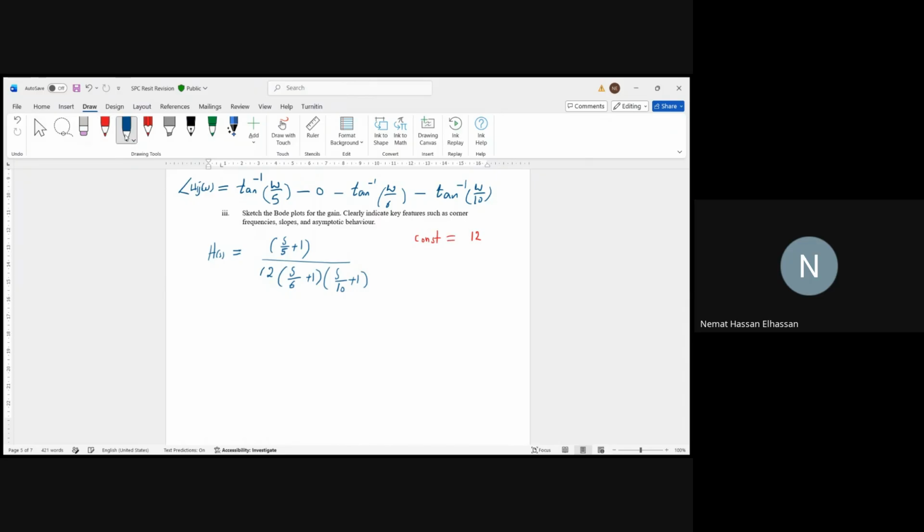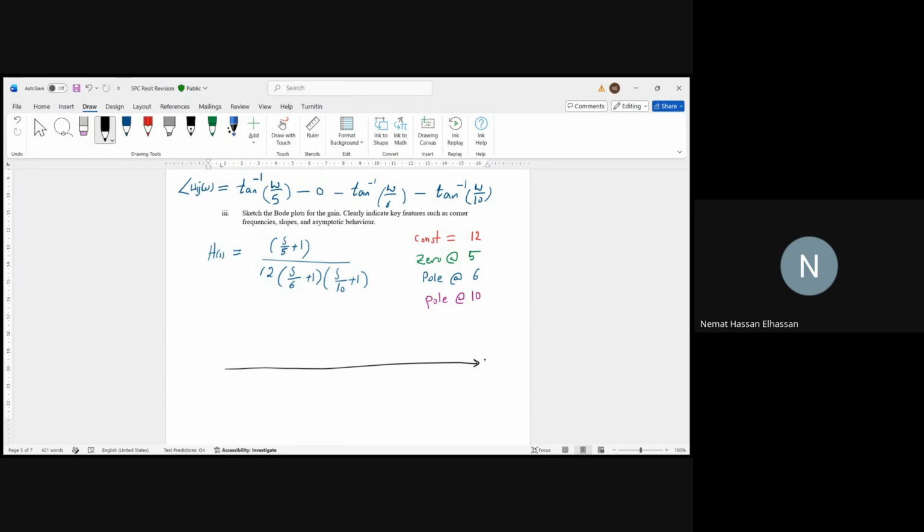Then I have a zero at 5. Then I have a pole at 6, and then I have a second pole at 10. And then I can go ahead and plot the Bode plot for gain.